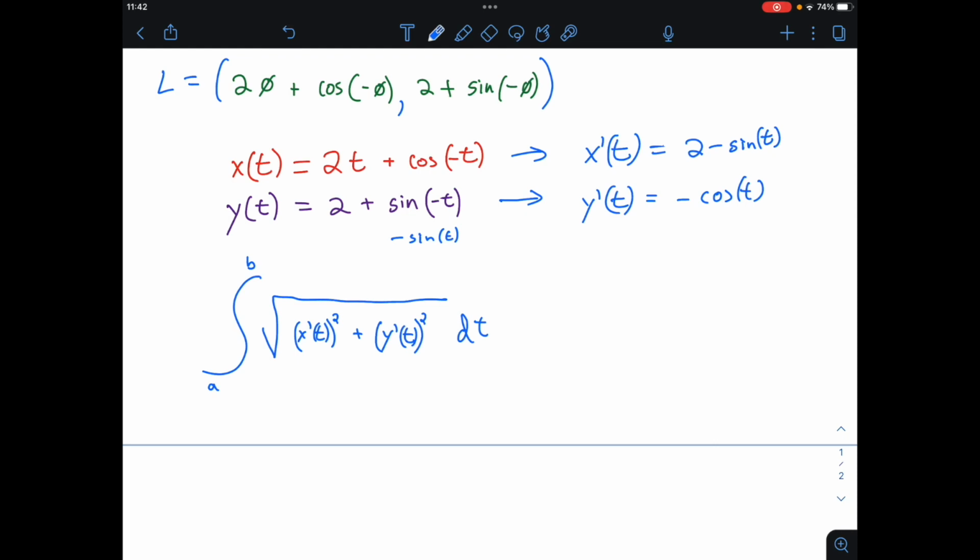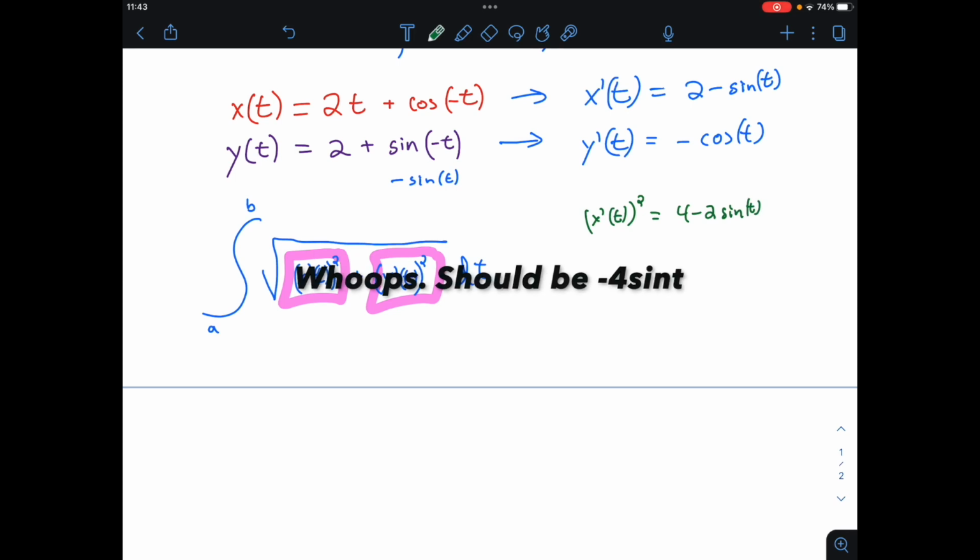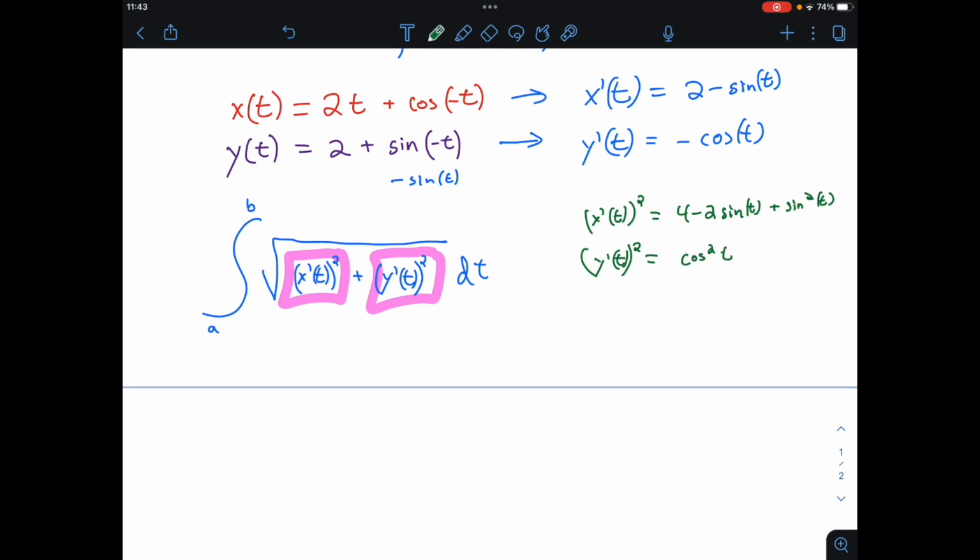And so now that I have my derivatives, you'll note I'm squaring them because we're taking the change in x, change in y, and square rooting it. It's the whole distance formula idea. So let me square these things. x prime t squared is going to be equal to 4 minus 2 sine t plus sine squared t. Great. y prime t squared is going to be equal to just cosine squared t.